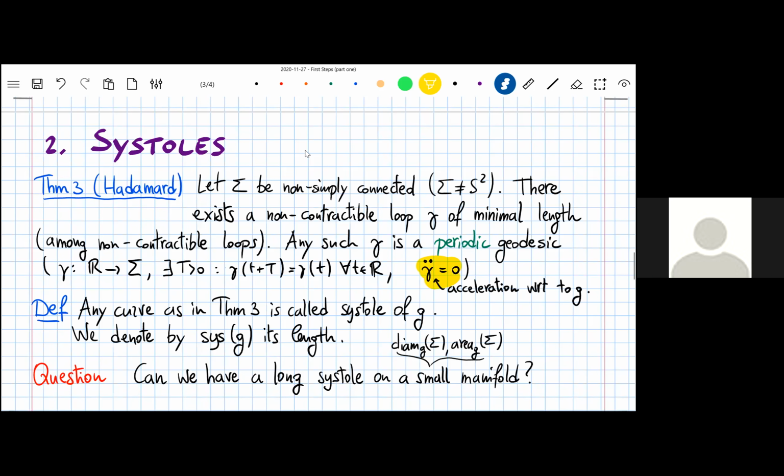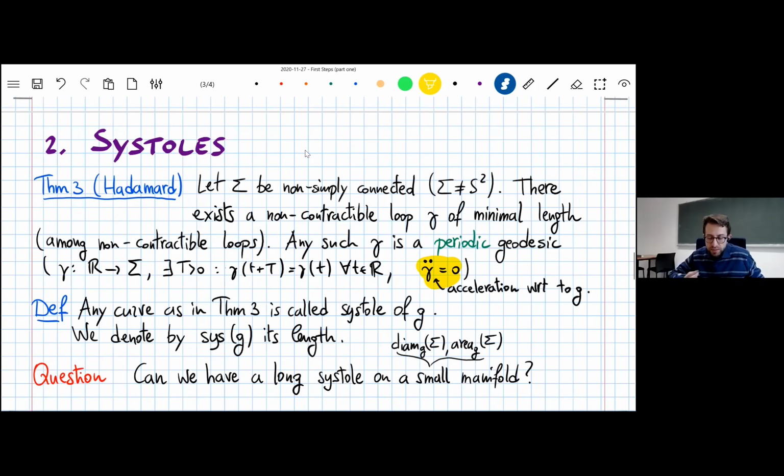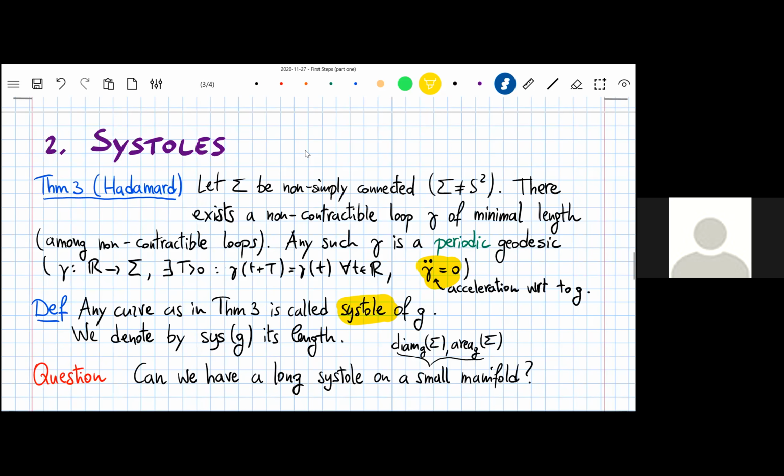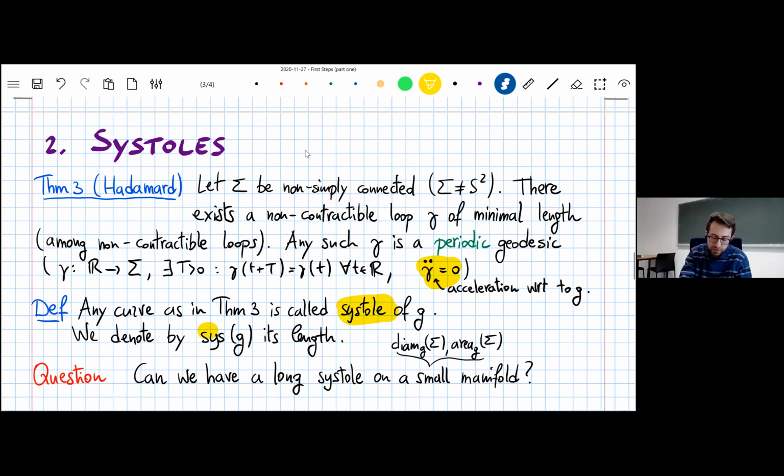Then I already introduced this notation. So we say that any non-contractible loop of minimal length is a systole. So this is the definition we give here. And then we use the notation sys of G for the length of this systole. So this is just some kind of positive number we associate to a metric. You can think this is a way to give the size of a metric.